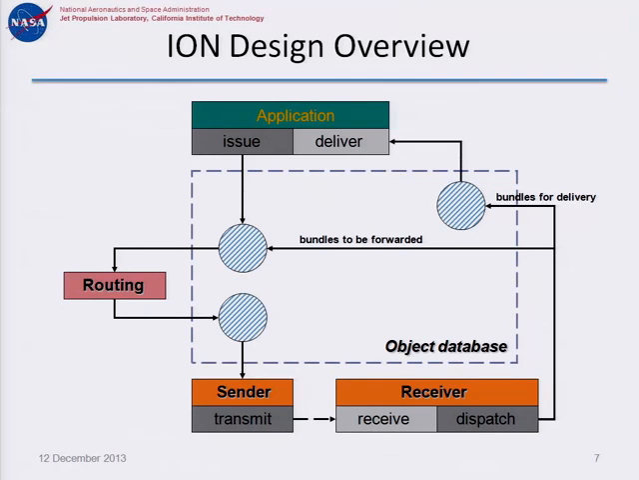So here's an overview of the design of that ION system. It's actually pretty simple. There are multiple tasks that run concurrently. They all run at the same priority, at the idle priority of the system. There can be multiple application tasks. There can be multiple routing tasks, transmitting tasks, receiving tasks, all running as daemons. And they all interoperate by reading from and writing into an object database.